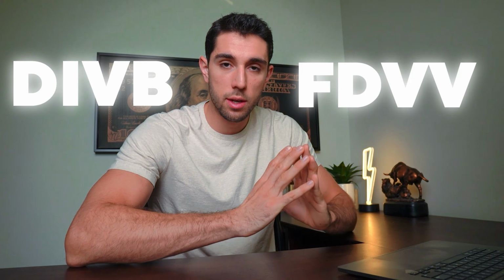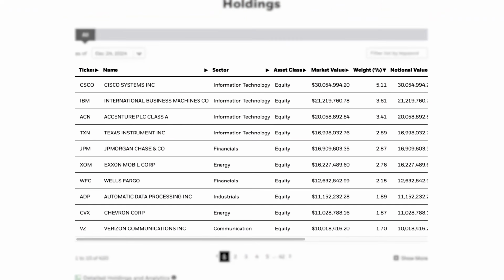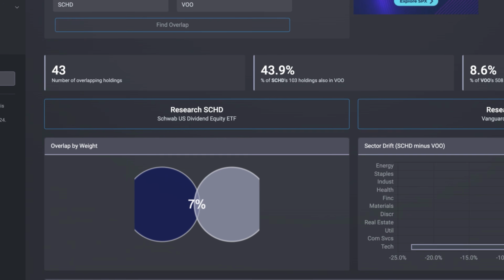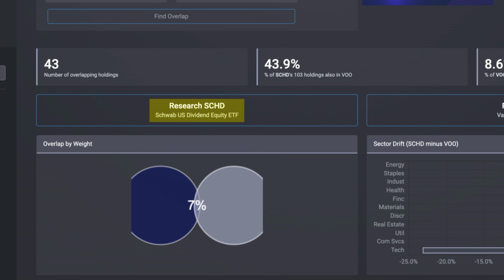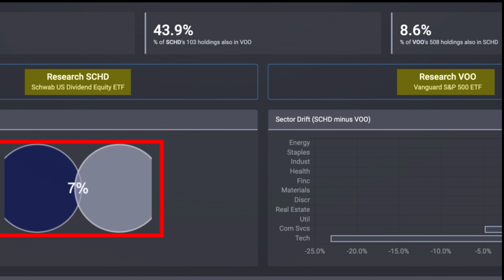But knowing that about FDVV and DIVB, here is exactly why I believe SCHD is one of the easiest and best overall dividend funds to purchase if that is what you're interested in. As I mentioned, SCHD contains 100 strong dividend paying companies, but if we look at the top 10 holdings alone, they make up the largest amount compared to the other alternatives, being roughly 41% of the entire fund. But what's really unique about SCHD that makes it great for diversification is that the fund only has a 7% overlap with the S&P 500, in this case VOO.